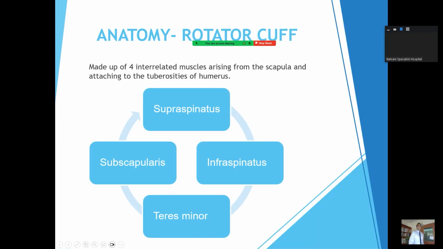So, as we know, the rotator cuff is made up of four muscles. These are the supraspinatus, infraspinatus, teres minor, and the subscapularis. All of these arise from the scapula and they insert onto the tuberosities of the humerus.